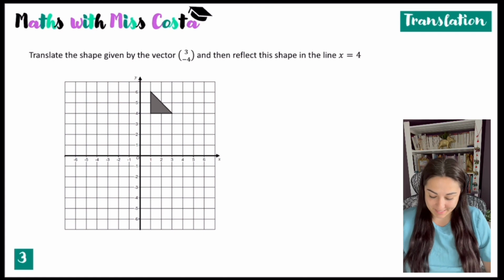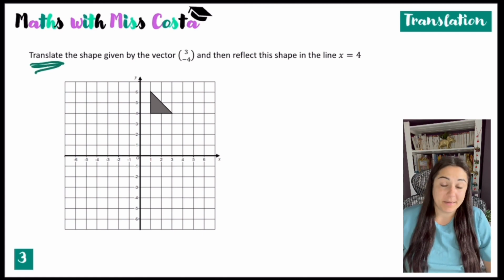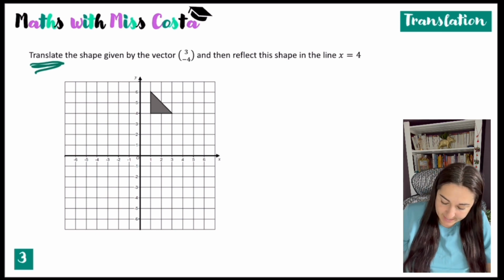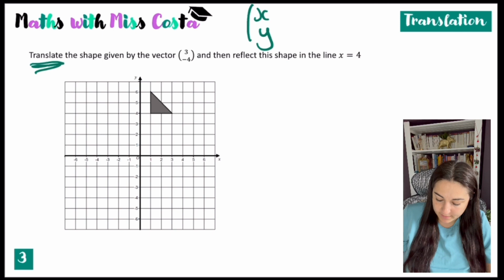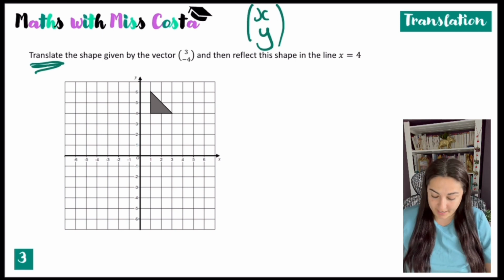Okay, so here I'm being asked to translate a shape. Now, when I am being asked to translate something, what that means is move it by the given vector. And every vector is given as a movement across the x-axis and along the y-axis. So the top value is your x movement and your bottom value is your y movement.